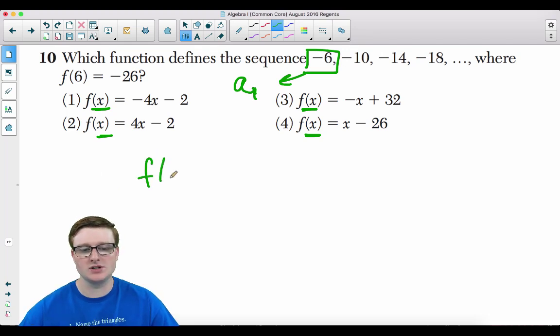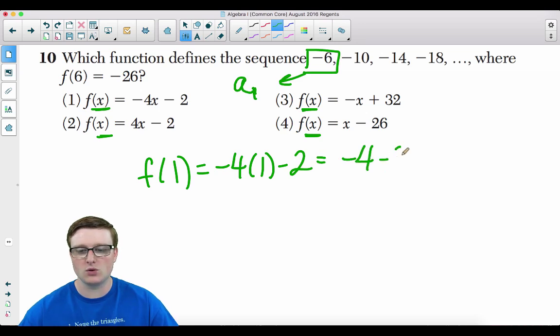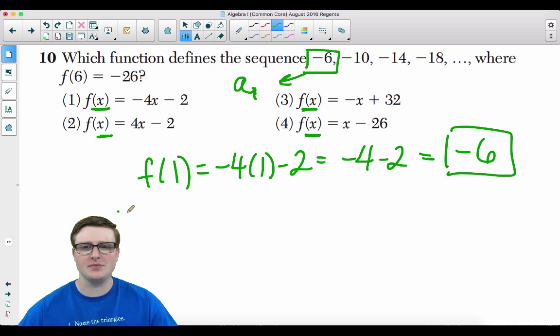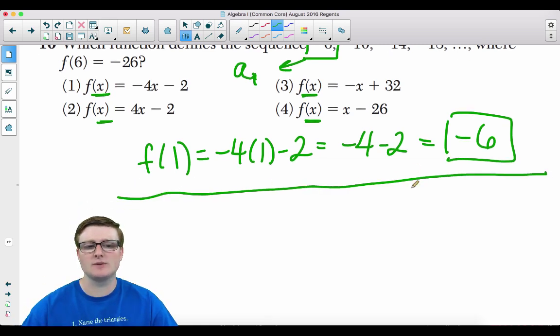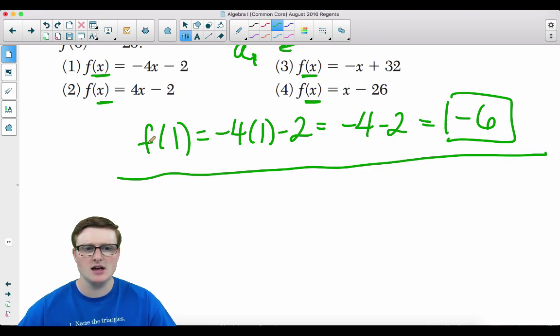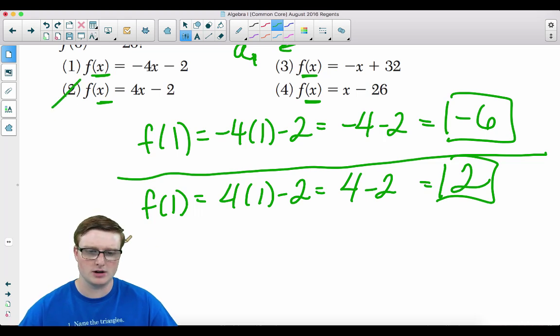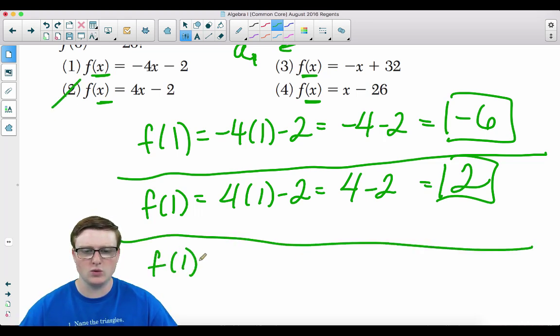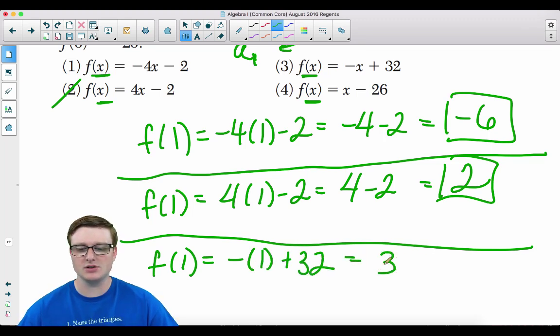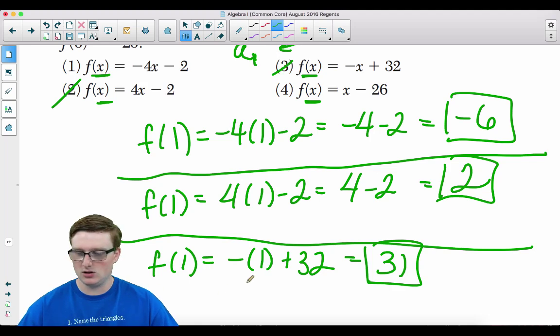So let's try choice 1 first. F of 1 is equal to negative 4 times 1 minus 2, which is equal to negative 4 minus 2. That is equal to negative 6. Okay. Let's keep going with this because that's the first term for choice 1. Let's see if it matches for anything else. Let's try choice 2. F of 1 is equal to 4 times 1 minus 2. That is equal to 4 minus 2, which is equal to the number 2. So choice 2 does not work. Let's now try choice 3. F of 1 is equal to negative 1 plus 32. That answer is going to be 31. That makes no sense. And let's take a look at choice 4.